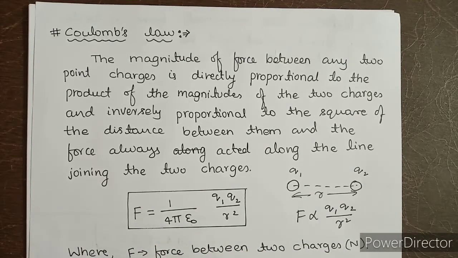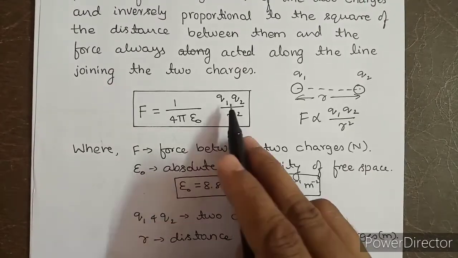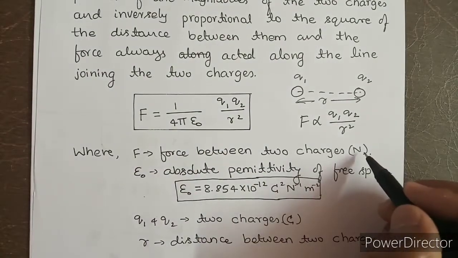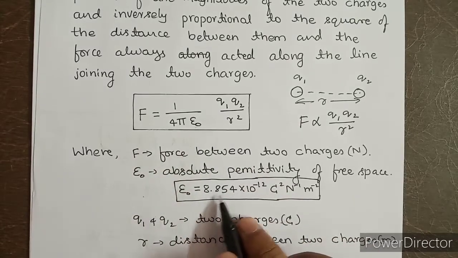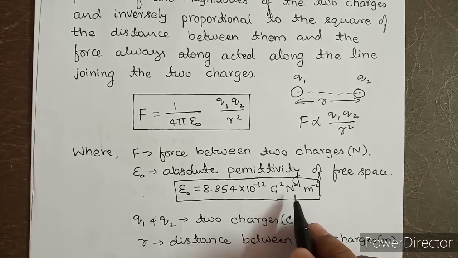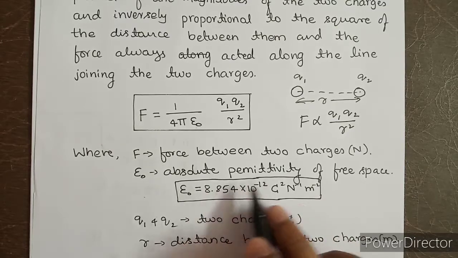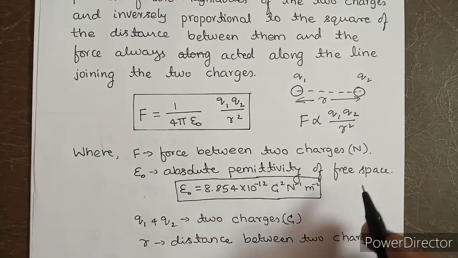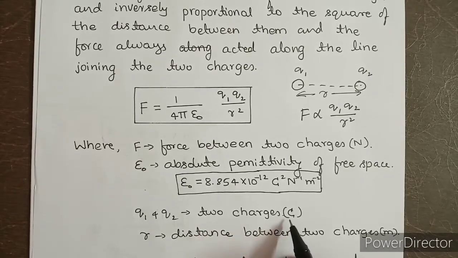epsilon naught. Here the force F is between Q1 and Q2, and that will be in Newton. Epsilon naught is a constant and its value is 8.854 into 10 to the power minus 12 Coulomb square per Newton per meter square, and it is called the absolute permittivity of free space. Then Q1 and Q2 are the two charges and the distance between them is R, which will be in meter, and charges are represented by Q and their unit is C.